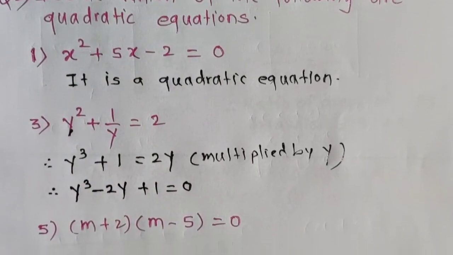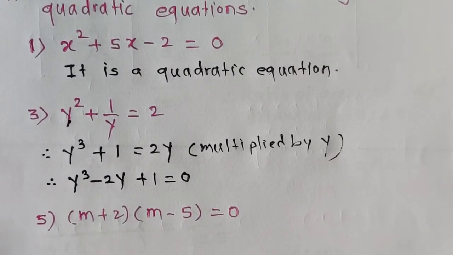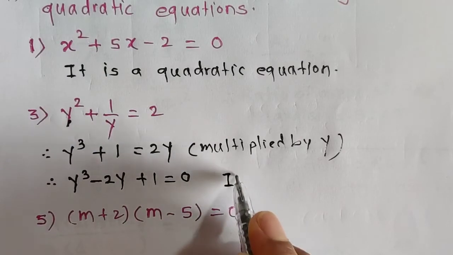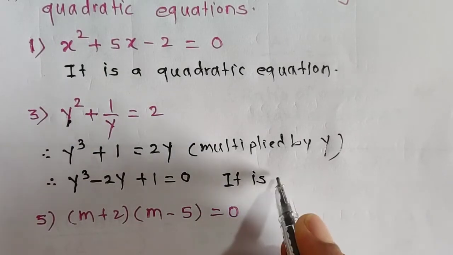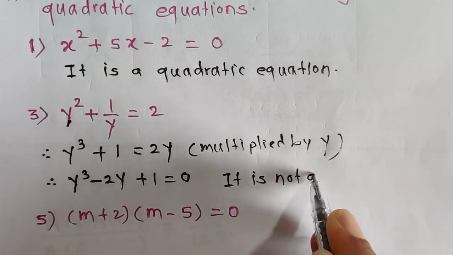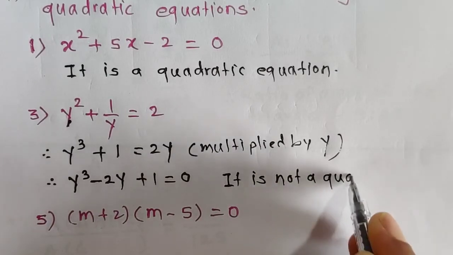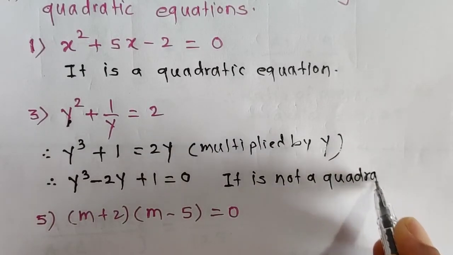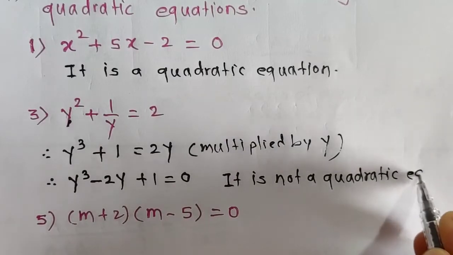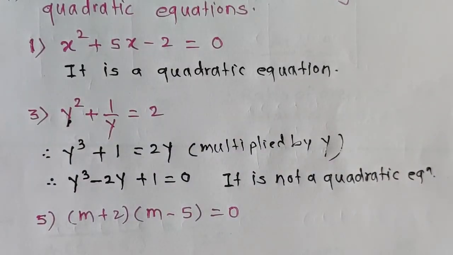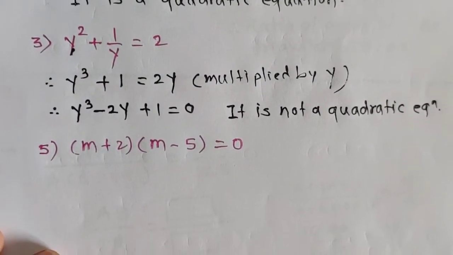Now observe that equation, whether it is quadratic. No, because the degree is 3. So we can write our answer: it is not a quadratic equation. That is our conclusion. Now let us see the third sum.